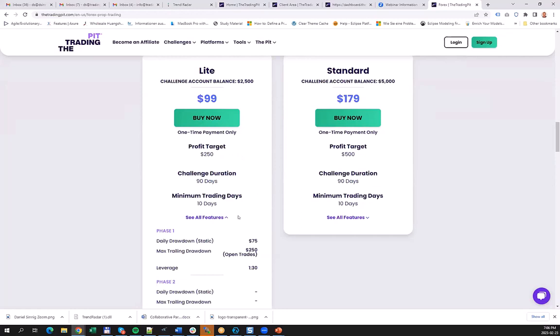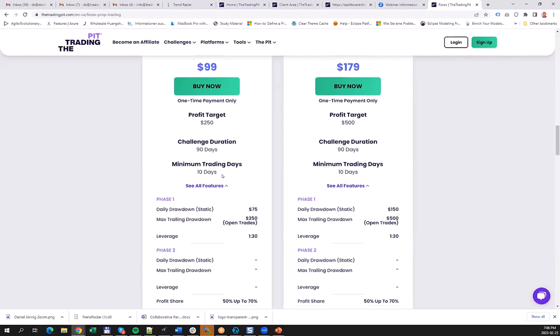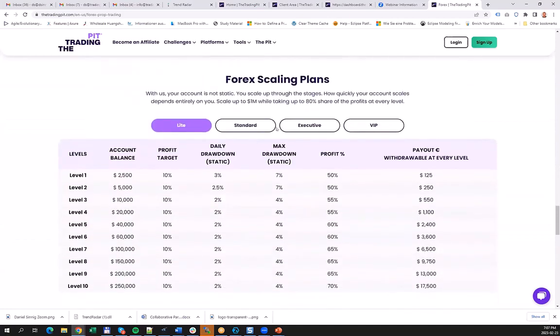All right. Basically the difference between all these challenges is your starting account balance, your profit targets, and your drawdown restrictions. All right. So let's say you make it through. You will enter the live stage. So I'm going to go down here. And you can see here for all these 4 different challenge plans, light, standard, executive, and VIP, what can I expect from the live stage?